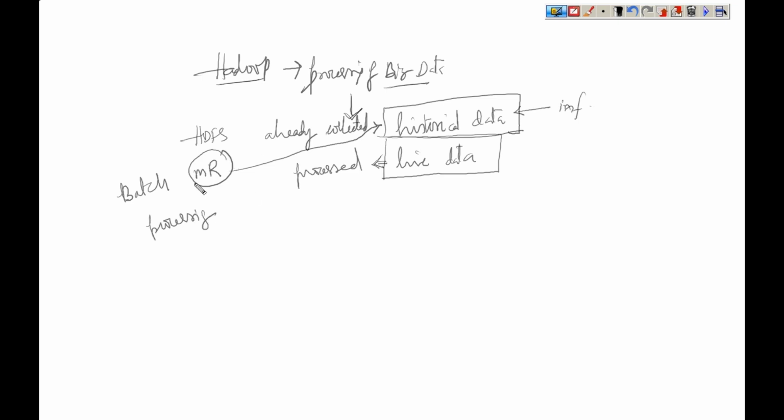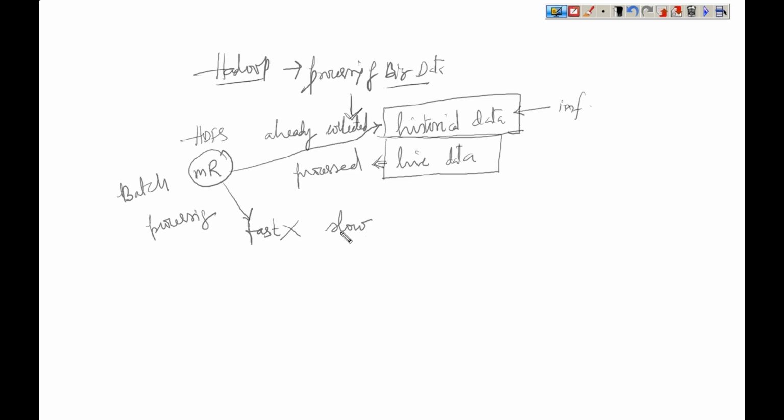MapReduce is very good at processing historical data, but it is not good at processing live data. Not good in the sense of what? It is not fast. Because if live data has to be processed, the result has to be very fast. But MapReduce is not that fast. It is slow.